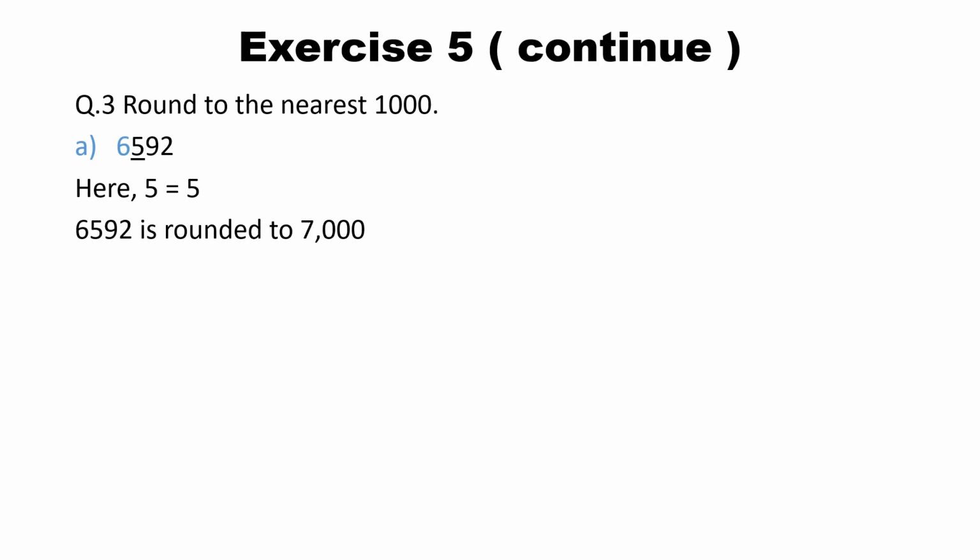Rounding to the nearest 1000. For rounding to the nearest 1000, we have to look at the multiples of 1000. So 6592 will come in between 6000 and 7000. So 6592 is closest to 7000. And the other way is to look at the 100 place. 5 is equal to 5, so we can say that 6 will become 7. The number on the 1000 place will be rounded up.